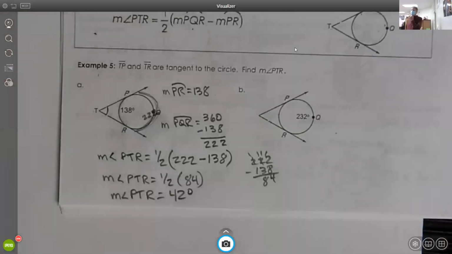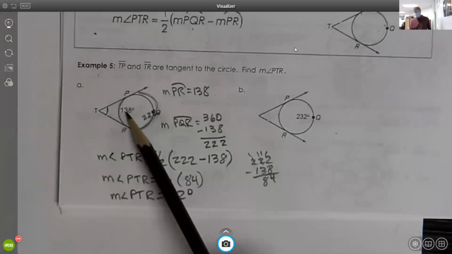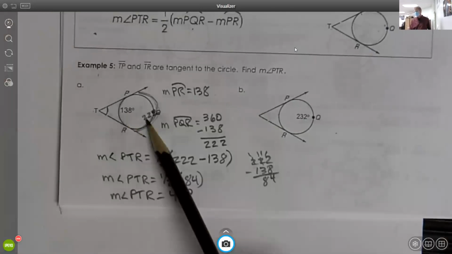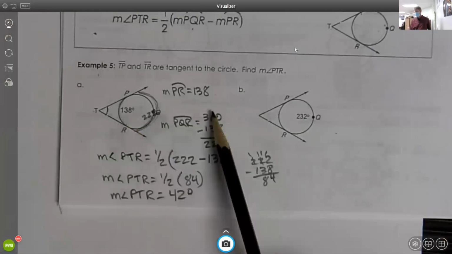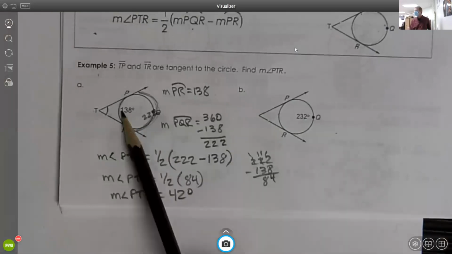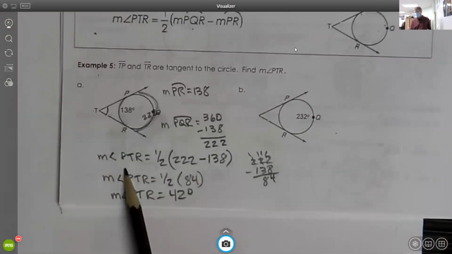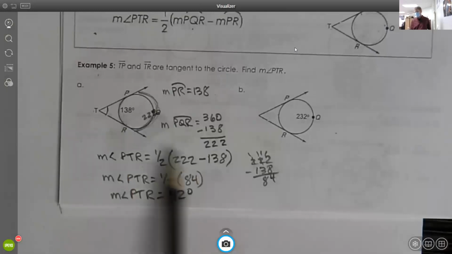Not a simple calculation there. Take a look at our steps that we had to do. First of all, we were given the 138. We had to calculate the 222. And we did that by taking the 360 and minusing the portion of the circle that we knew. Then we used our calculation saying that the circumscribed angle equals half the difference of those two measurements.